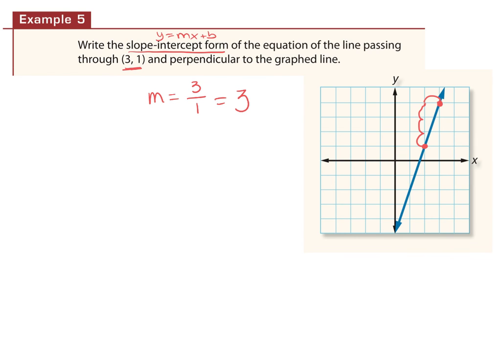Once I know the slope, I have to look at this keyword right here. Perpendicular. I am not going to use 3. What am I going to use here for my slope of the line I'm looking for? I need to flip it. How do I flip a 3? What's the reciprocal of 3? 1/3. It was a positive slope. I need to make this a negative slope.